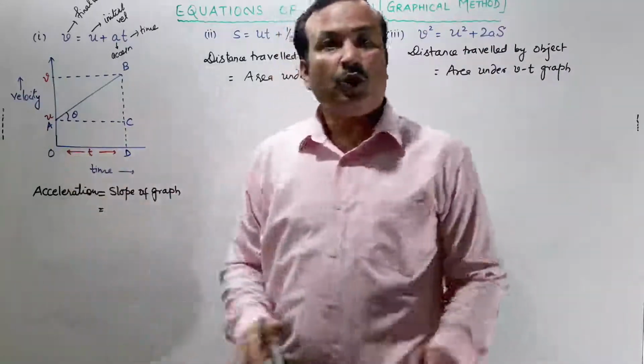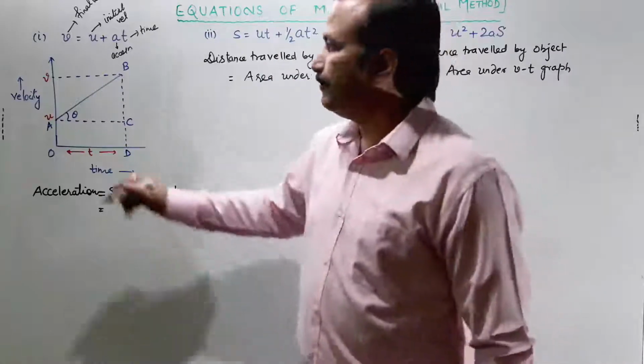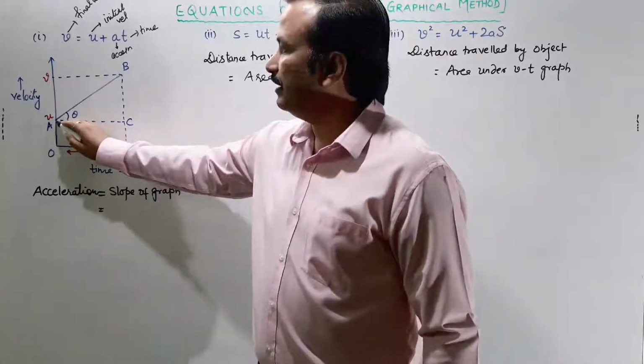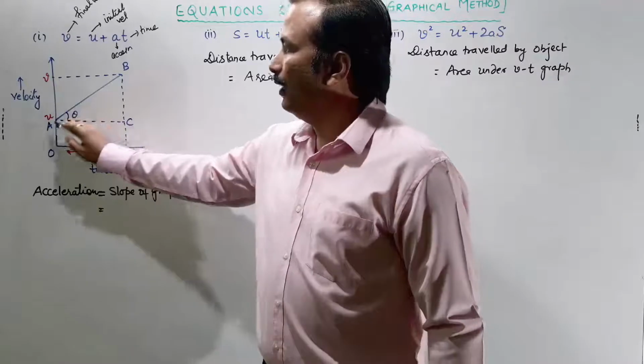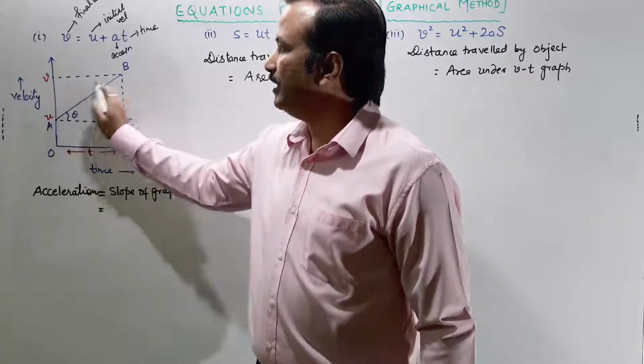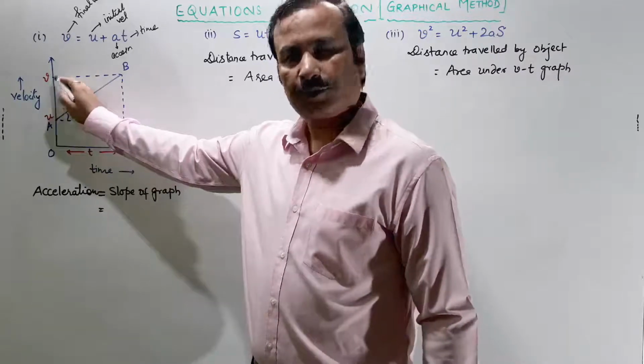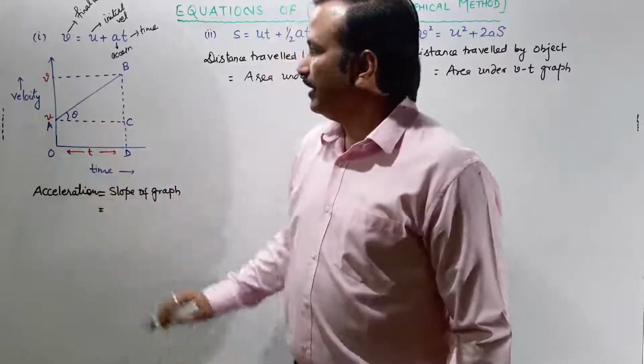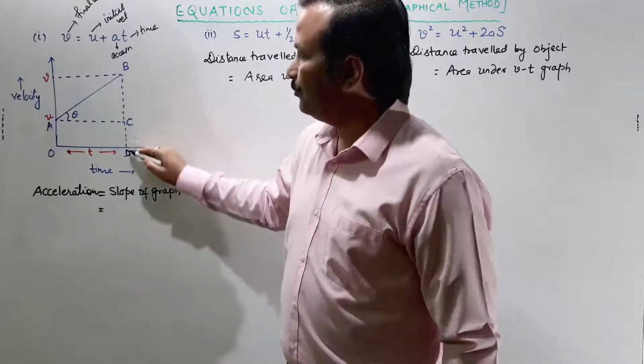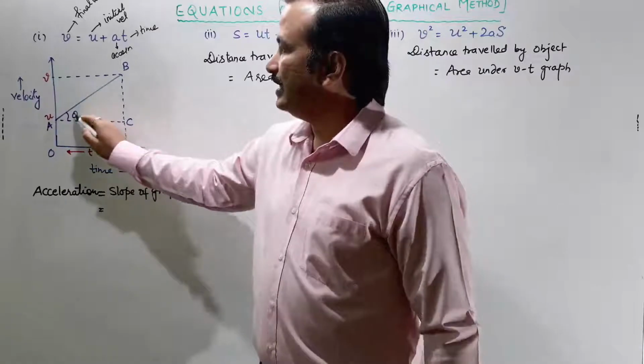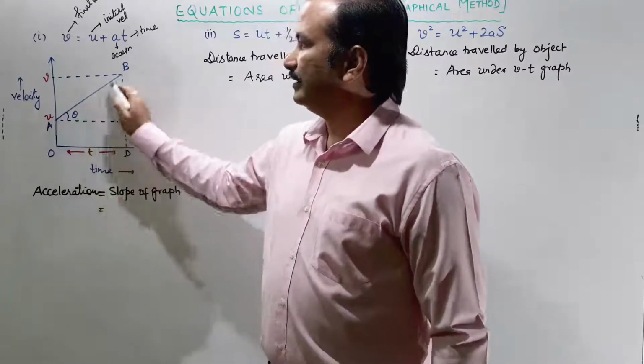Suppose we are talking about uniform acceleration. Suppose the velocity-time graph is AB, where point A gives you the initial velocity, and at point B the velocity becomes V in time T. I have joined the point B to D and A to C. Theta is the angle with the time axis.